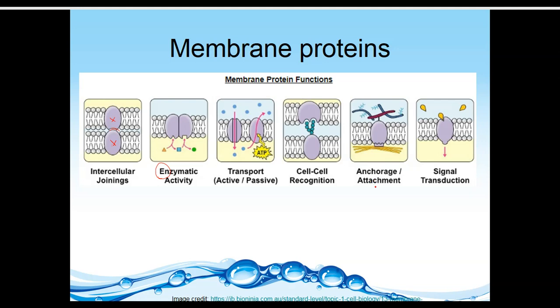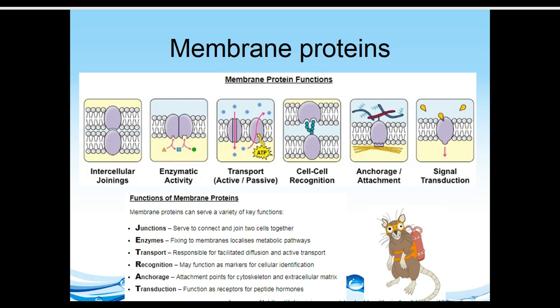Sometimes the proteins are going to attach or anchor other stuff inside or outside the cell, so this is anchorage. And then there's also this idea of signal transduction. So we might have a hormone come and bind to a membrane protein, and that protein tells something else on the inside of the cell to do things. So the hormone doesn't actually get into the cell, it just binds to the protein, and the protein relays that message. You need to memorize these 6 functions of membrane proteins.